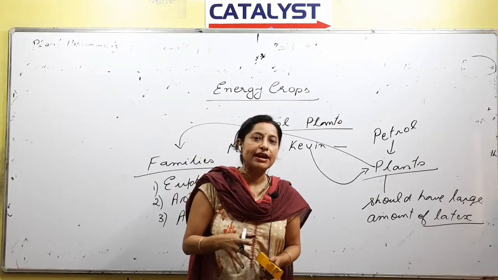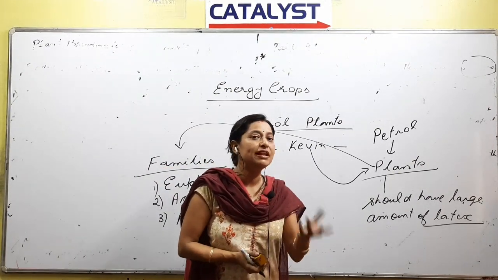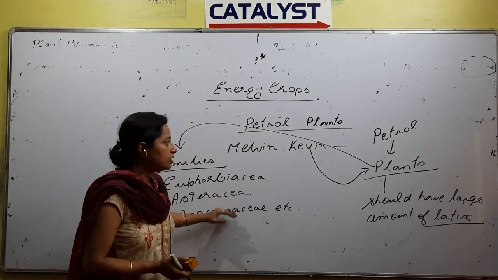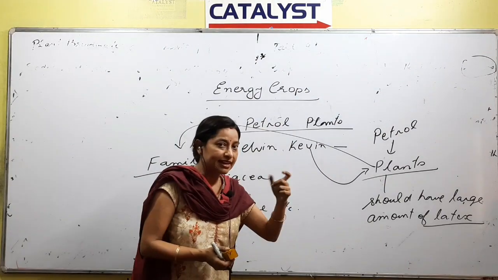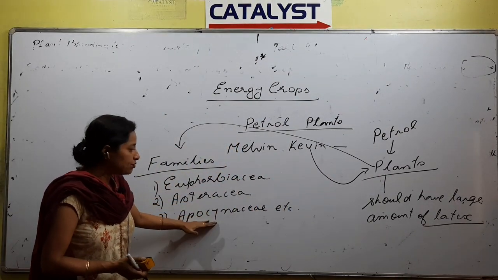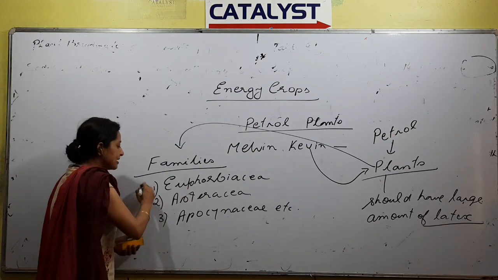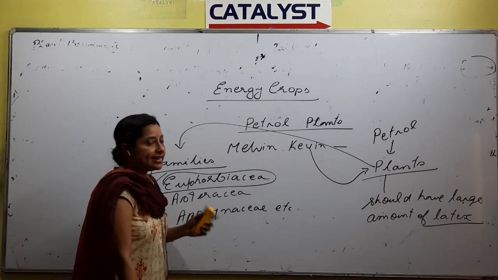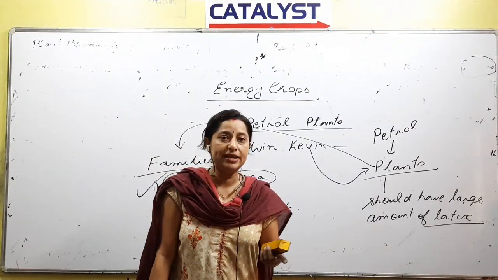So these families are those that are responsible for something that is called as petroleum plants. So what are the families? Euphorbiaceae, Asteraceae, Apocynaceae, etc. Out of this example, question has been asked about Euphorbiaceae, right? Euphorbiaceae is a family. One example of Euphorbiaceae could be Euphorbia, right?